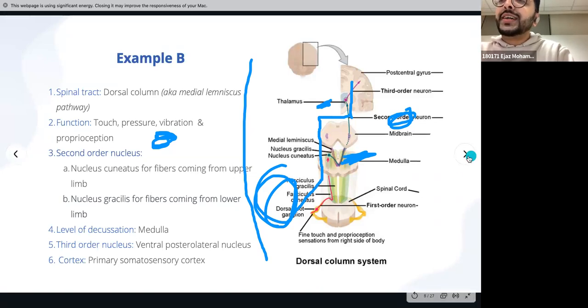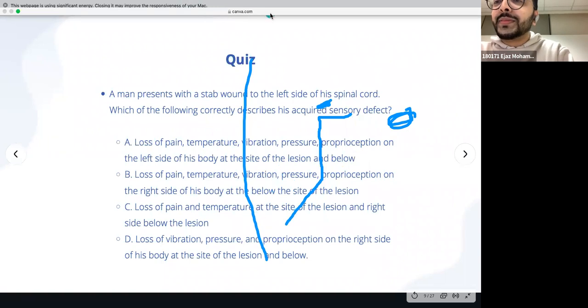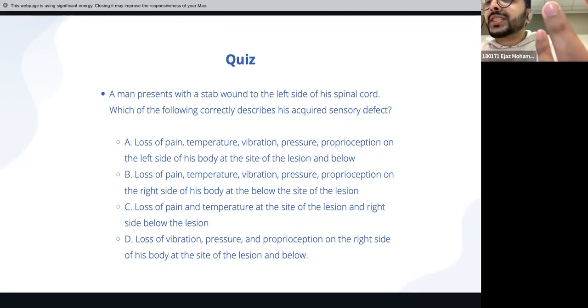Okay. So, all right, moving on. This is the example that I already described. Let me just remove the drawings. I already described it. We just put this as an example of a question that could come. There was a stab wound on the left side of the spinal cord. Which of the following describes a sensory defect?